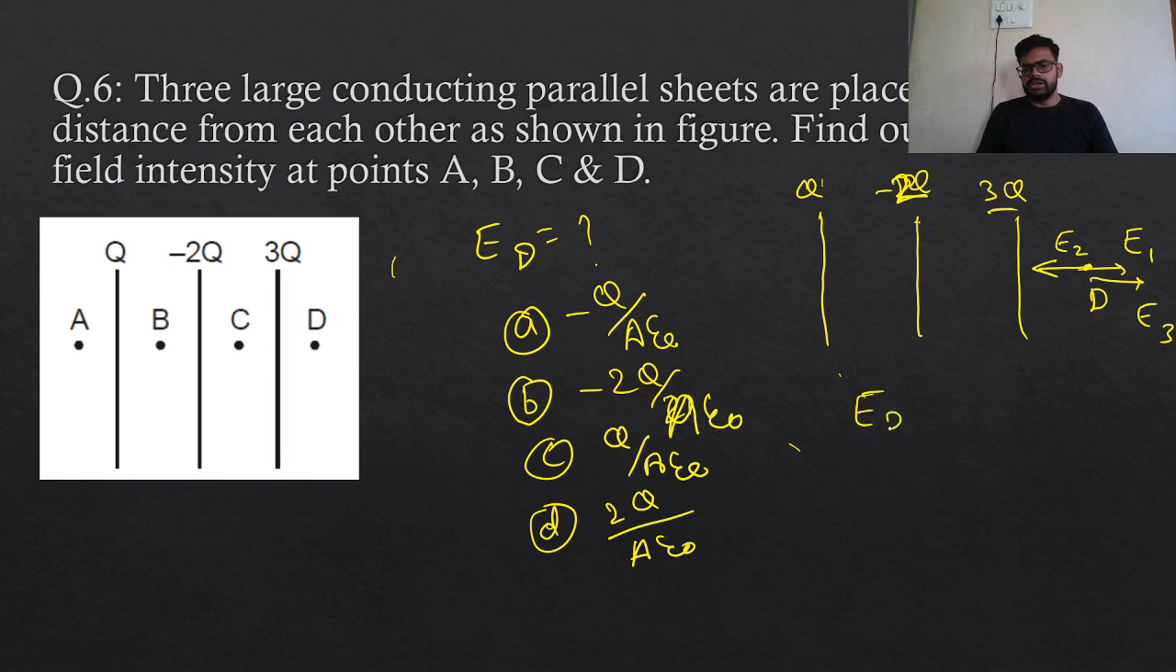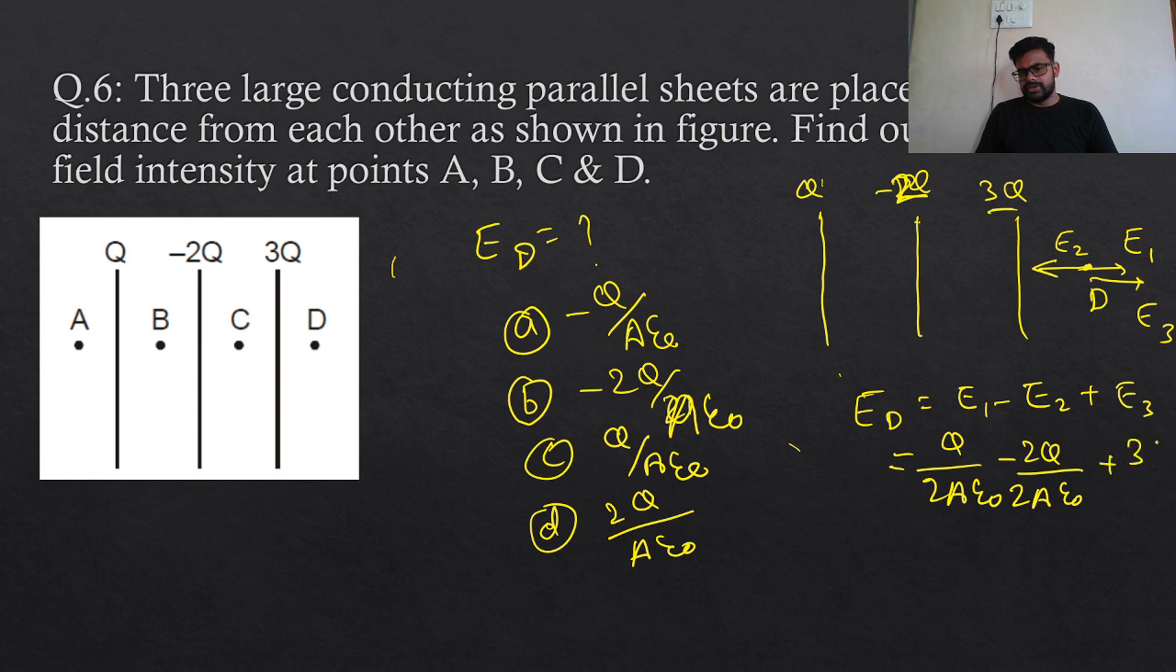So let us write ED equals E1 minus E2 plus E3. Here I am getting the proper signs, and here what I will get? Q upon 2 epsilon naught minus 2q upon 2 epsilon naught plus 3q upon 2 epsilon naught. What answer are we getting? 4 minus 2 is 2, right? So 2q upon 2 epsilon naught.